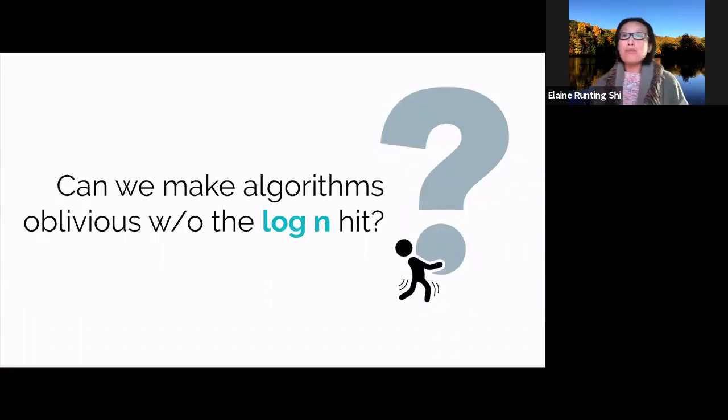We want to be more ambitious. The log n ORM slowdown seems pretty good, but we want to do better. And therefore we ask, can we make algorithms oblivious without having to incur the log n slowdown?